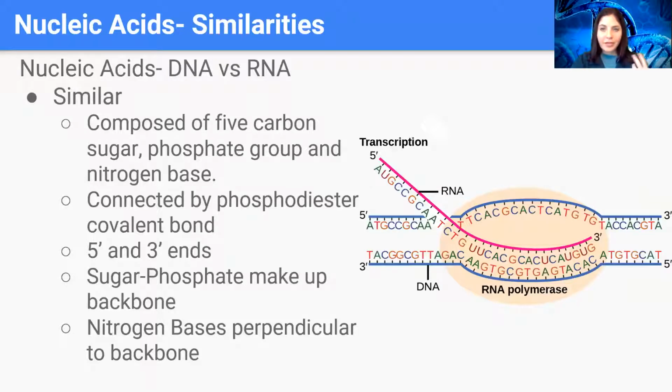They have 5' and 3' ends. Now when I say 5' and 3' ends, I'm just talking about the position of the carbon on those 5 carbon sugars. So if we go around in a ring, we can count 1, 2, 3, 4, and 5. Depending upon the orientation of that sugar, we're either going to refer to it as 3' to 5' or 5' to 3'. And again, that just has to do with the sugars and the carbon placement on those sugars in the sugar phosphate backbone. Both of them have nitrogenous bases that are perpendicular to that sugar phosphate backbone.